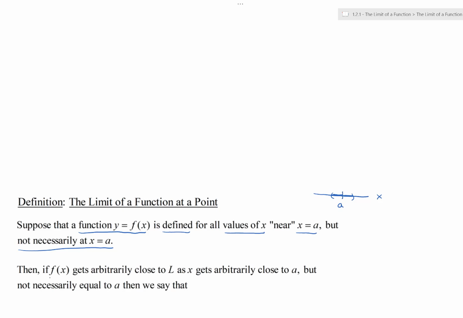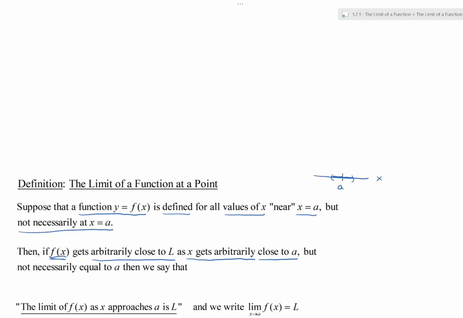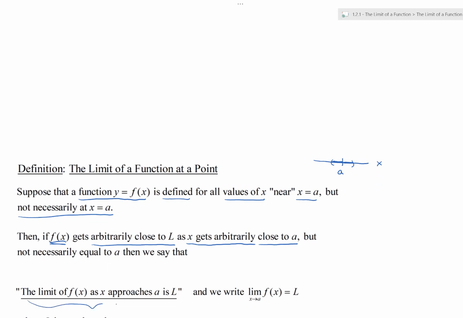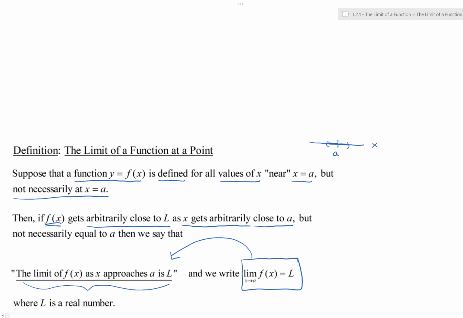Then, if this function f gets arbitrarily close to a number L as x values get arbitrarily close to the number a, but not necessarily equal to a, then we are going to say the following: that the limit of the function f of x as x approaches a is this number L, and we write this statement right there. That statement literally says: the limit of the function f of x as x approaches a is equal to L, where L is some real number.